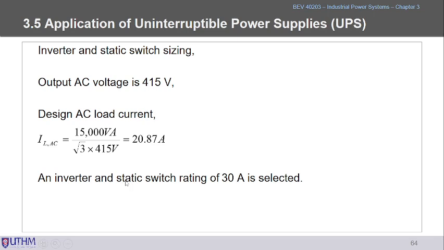Same for the static switch, we need to have a higher rating, because when we switch from, let's say, the AC mains to the UPS, there will be arcing. So this is the beauty of the static switch, because it has so-called arcing voltage elimination treatment. So it is quite expensive for the static switch. What we need in this case is 30 ampere.